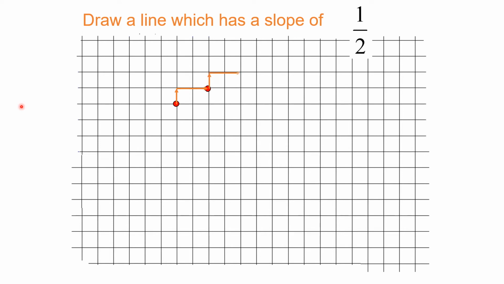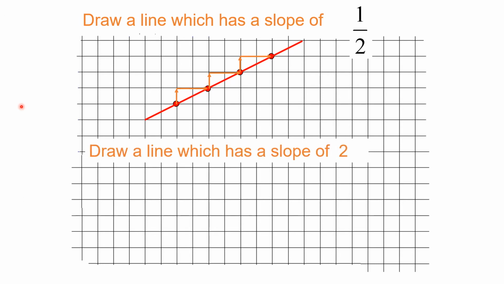Let's rise 1 and run 2. Put another dot. Do it again. They should all line up. If we're doing it correctly, they should all line up perfectly, and they do. We can put an arrow through there. So there is a line which has a slope of 1/2.